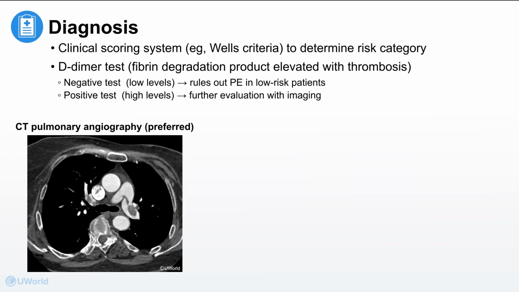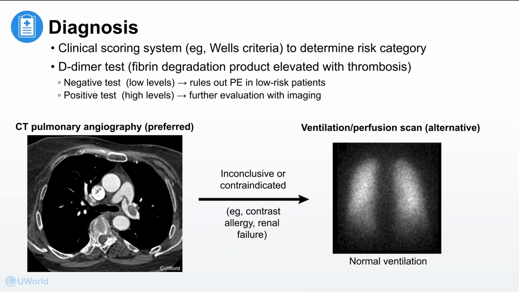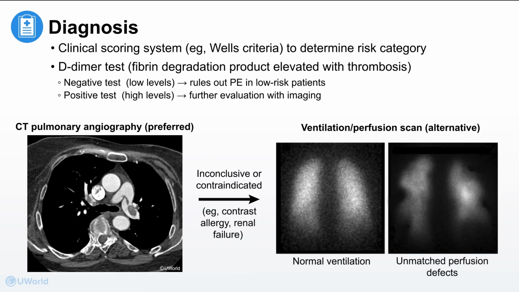When CT angiography is inconclusive or contraindicated, VQ scanning is frequently used as an alternative imaging exam. VQ scans use an inhaled radiotracer to visualize the ventilated regions of the lung, followed by an intravenous radiotracer distributed throughout the pulmonary vasculature. Patients with PE will have preserved ventilation, but one or more perfusion defects corresponding to the regions where emboli obstruct blood flow.